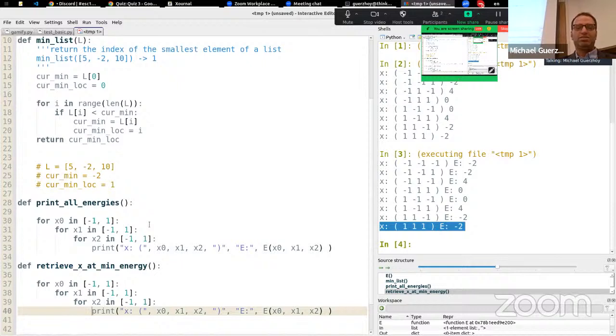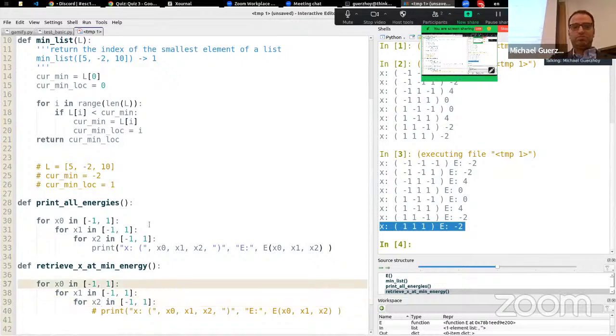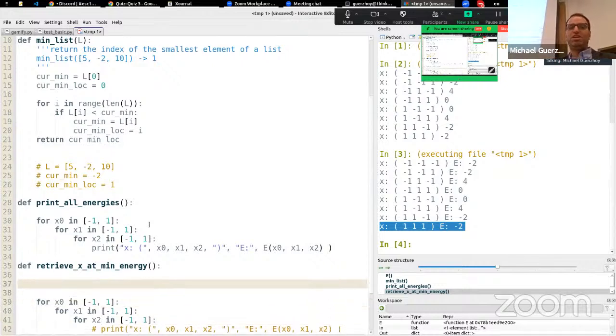So instead of printing, what I'm going to say is, would this happen to be an x, meaning x0, x1, x2, that corresponds to a smaller energy than what I've seen so far, right? So I need to start with some energy. Here it was straightforward. I just said L at 0 could be the minimum. The first time I try it, I'll compare L at 0 to L at 0, and those are equal. And then I'll go to L at 1.